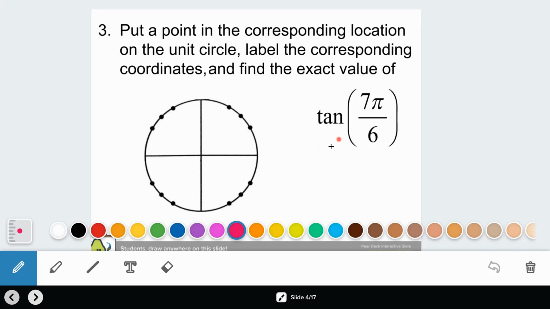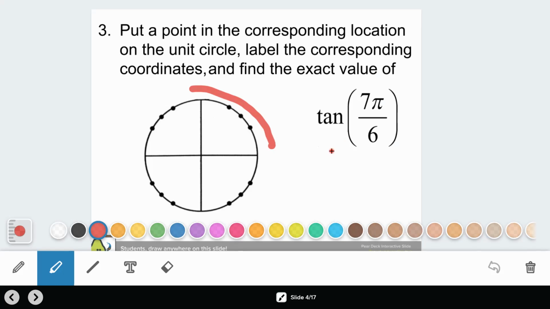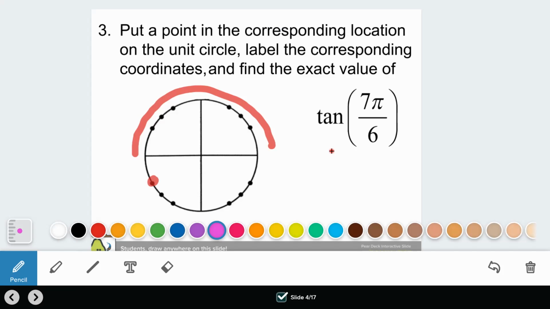The next one, tangent of 7 pi sixths. As we're going around, all the way to here would be, for example, 6 pi sixths. We want to go one more, so we're going to be right there. That is going to be 7 pi sixths. And the coordinates of that point, the way I think about it is long, comma, short. So long is my -√3/2. Short is my -1/2.